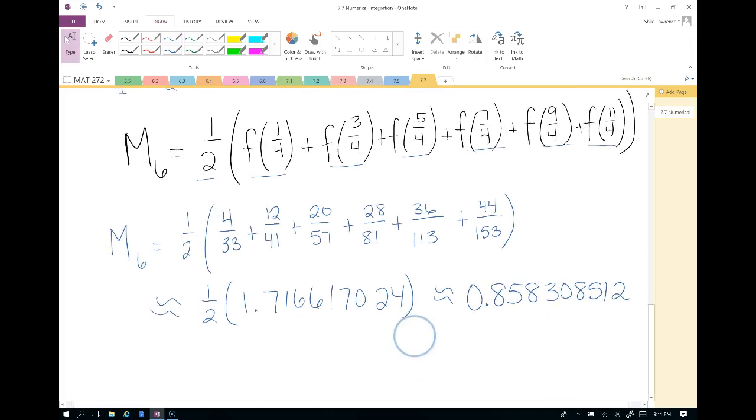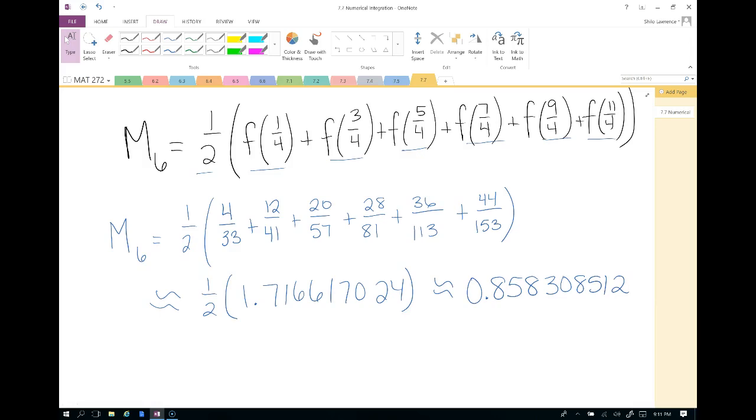I'm using all of those decimals because I want to compare it to what the exact answer is. This is our approximation. This is our midpoint approximation. So this is what we were asked to find. And there are some problems where all we can do is find an approximation. And sometimes this is going to be a really, really good approximation. Sometimes it's not going to be that good.